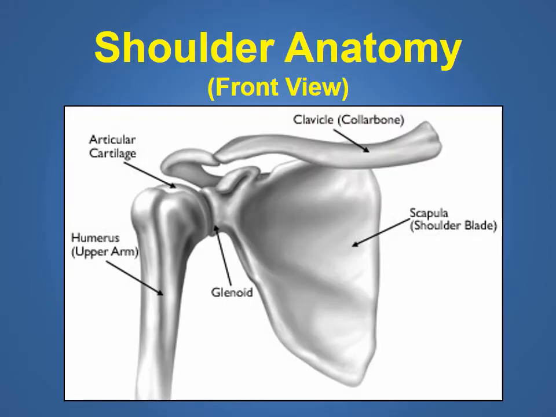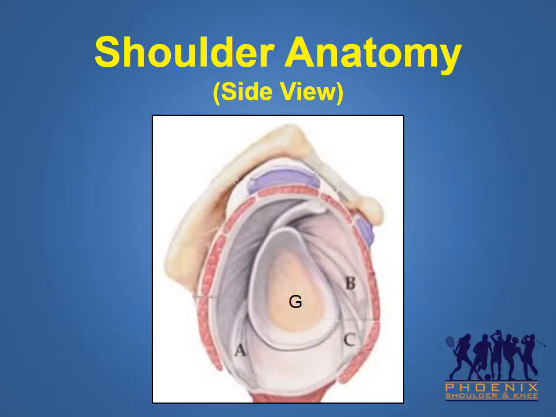To understand SLAP lesions, you must first understand normal shoulder anatomy. The shoulder is a ball and socket joint where the socket, also known as the glenoid, is part of the shoulder blade, and the ball, also known as the humeral head, is part of the upper arm bone. If the arm bone is removed and you look at the shoulder blade from the side, you can see the circular shaped socket called the glenoid. The glenoid is labeled with the letter G in this image.